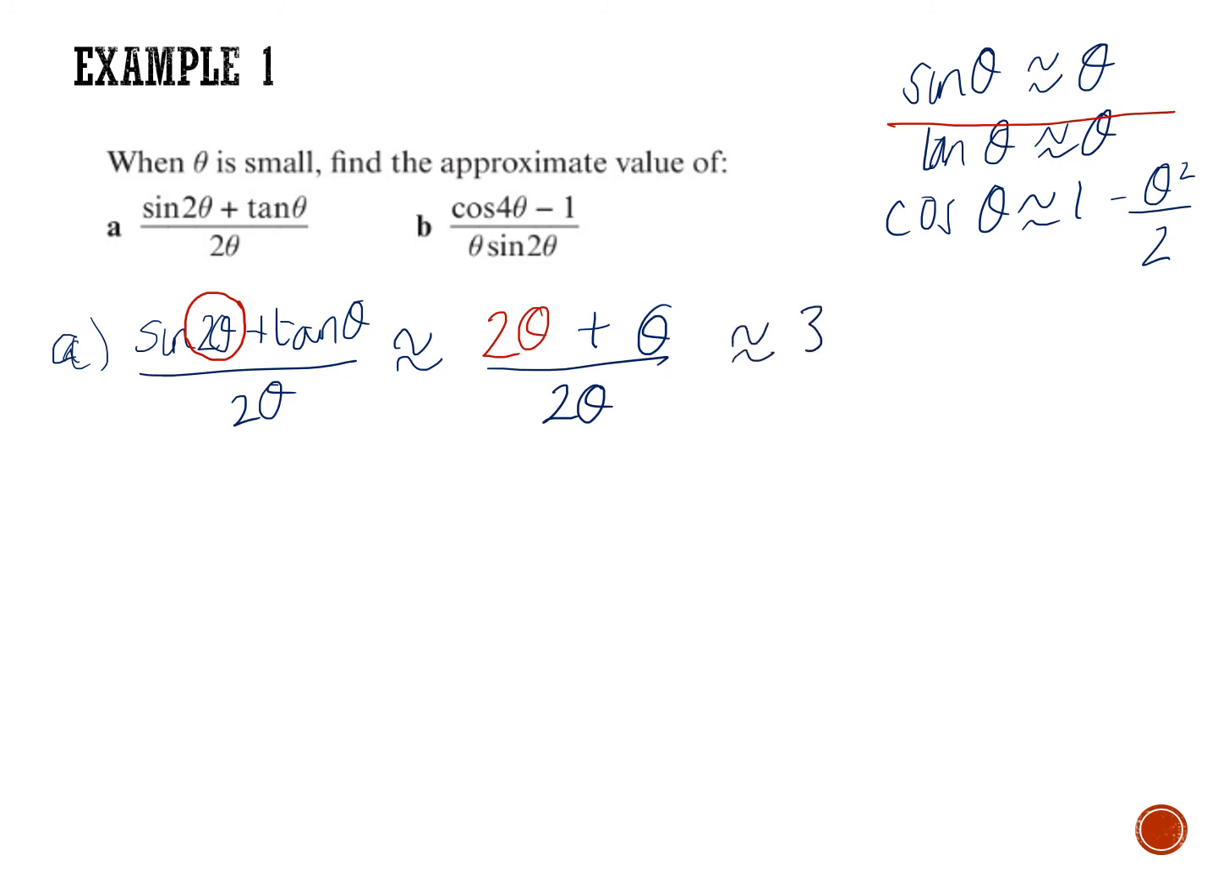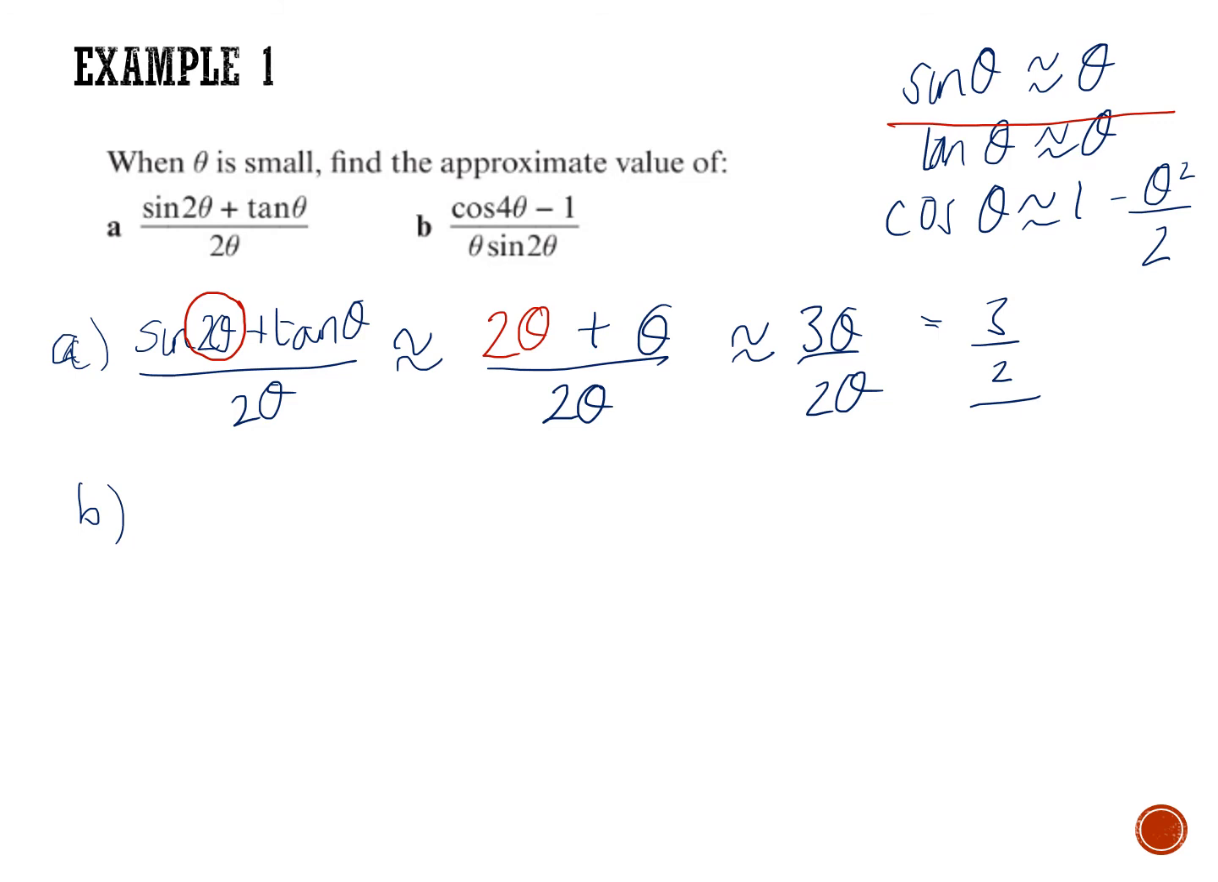So what have I got? 3 theta over 2 theta, and that's 3 over 2. So that expression for small theta would approximate to 3 over 2. So if you were looking to use small theta, that quite complicated expression, you could actually say, well, that's approximately equal to 3 over 2.